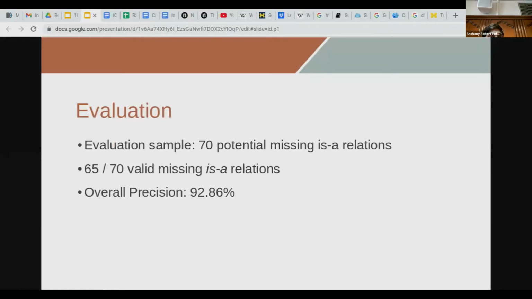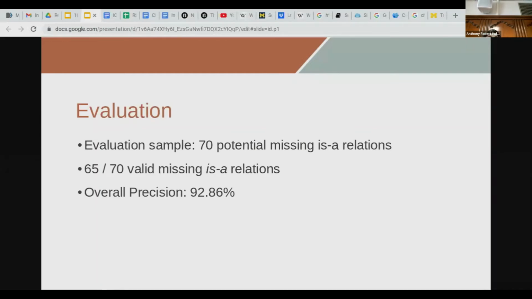In terms of how we wanted to evaluate it, since manual evaluation is a little bit time consuming, we went with a 95% confidence interval and 10% margin of error, and it came down to 69. So we rounded it up to 70 potential missing ISA relations. And what we got from the validation was that out of the 70, 65 were actually proper valid missing ISA relations.